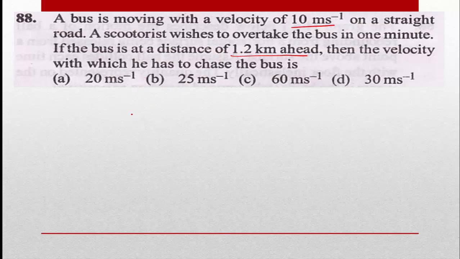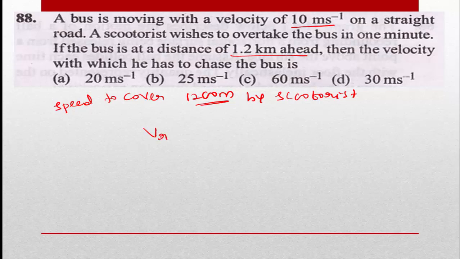Here, speed to cover 1200 meter. 1.2 kilometer means 1200 meter. Speed to cover 1200 meter by scooterist. That is the relative velocity Vr into 60 seconds is equal to 1200 meter. Then Vr is equal to 1200 divided by 60, 120 divided by 6. 120 divided by 6 is 20.